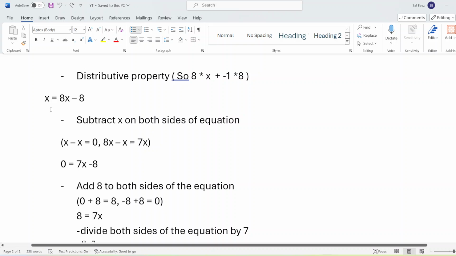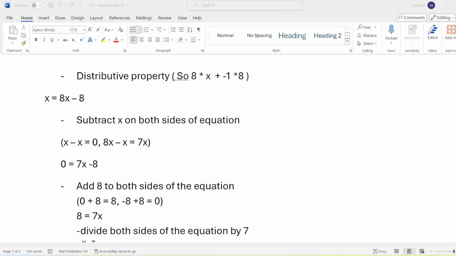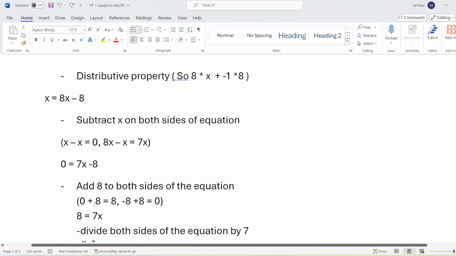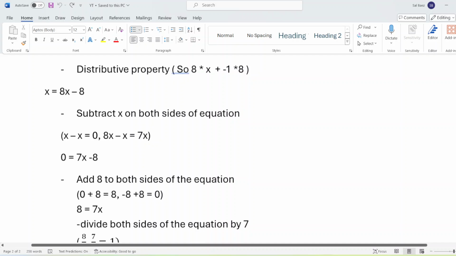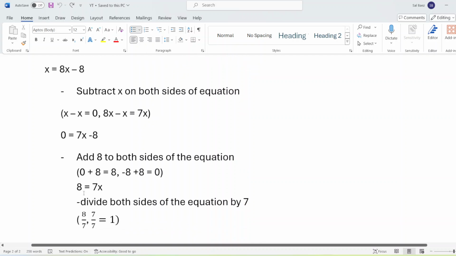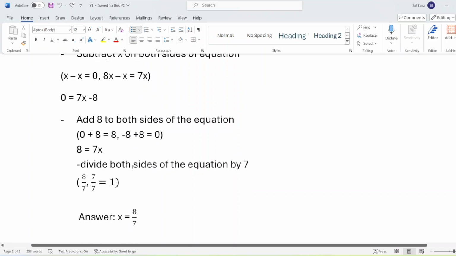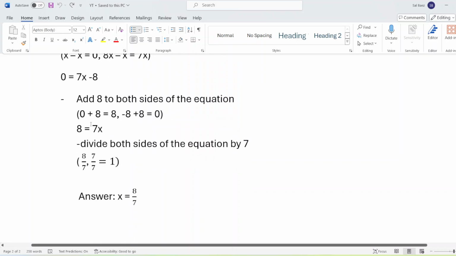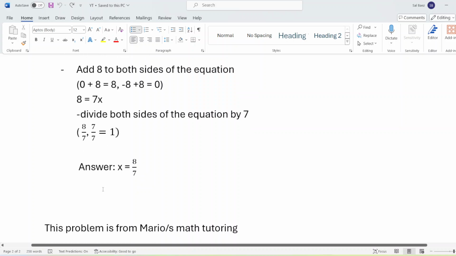Like x minus x, which is 0. 8x minus x is 7x. So in the end, I should get 0 equals 7x minus 8. So now, what you should see here is that I'm just doing some algebra over here. And when you get to this step, I just divide by 7 on both sides. And the answer should be 8 over 7.